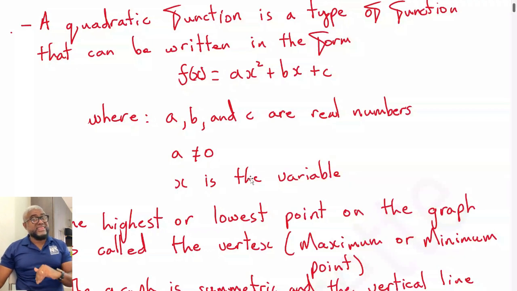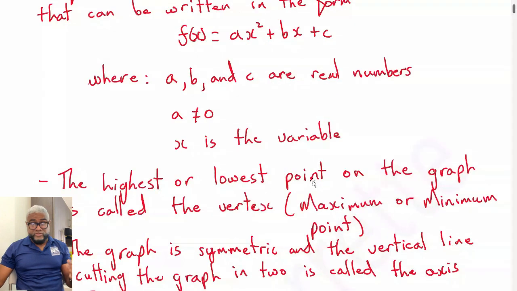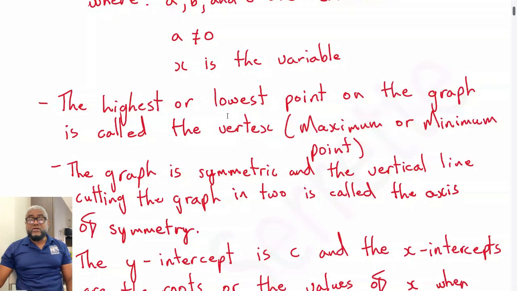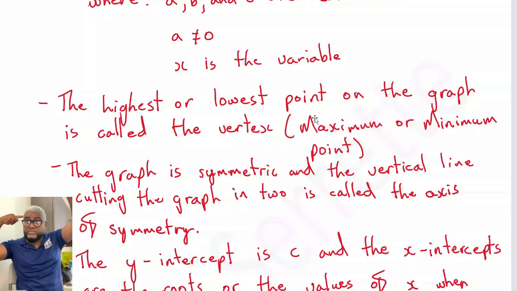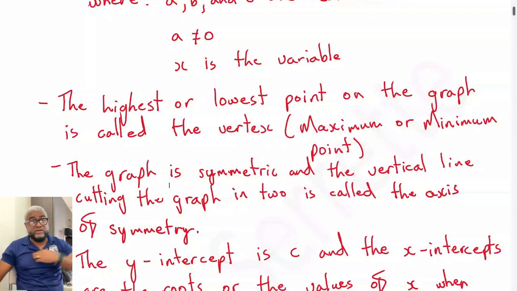X is the variable, right? Or the unknown. Now the highest or lowest point on the graph, so we're going to draw some parabolas, well, the curves. We're going to draw some quadratic curves. Now, if your curve is like a mountain, where you think the highest point will be, your maximum or your minimum point? Common sense. Maximum, right? And if it's a U, your lowest point at the bottom would be a minimum. We're going to look at all these things now.